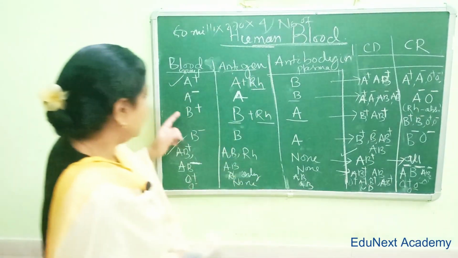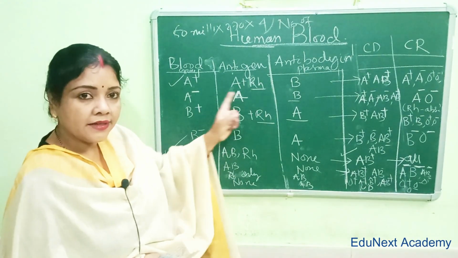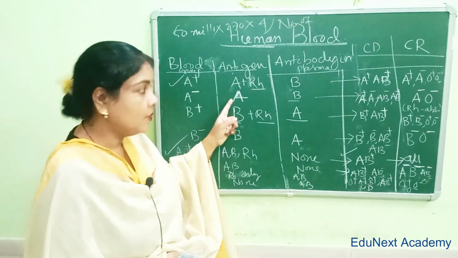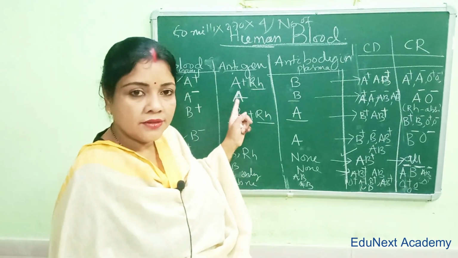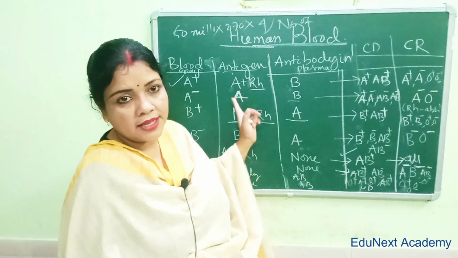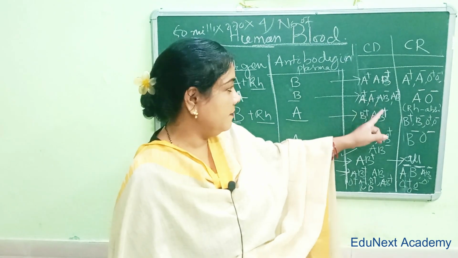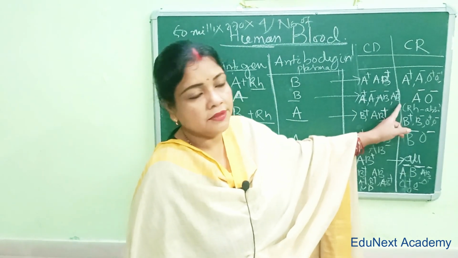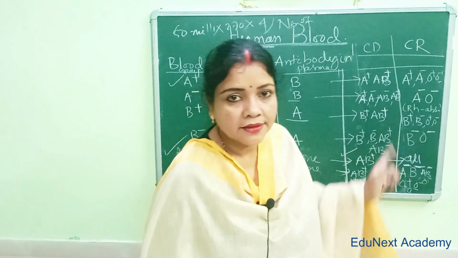Right. Next come to A negative blood group. A negative means no rhesus factor but antigen A. Okay. And antibody B. Antigen A, blood group A, so the opposite is B. Antibody B is present. It can donate to A positive, A negative, AB negative and AB positive, but it can take blood only from blood groups A negative and O negative.